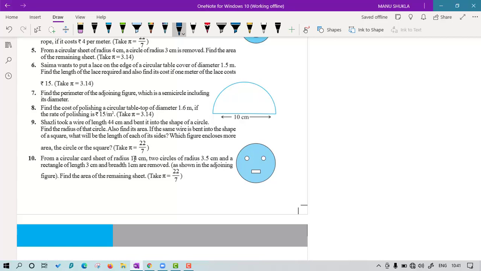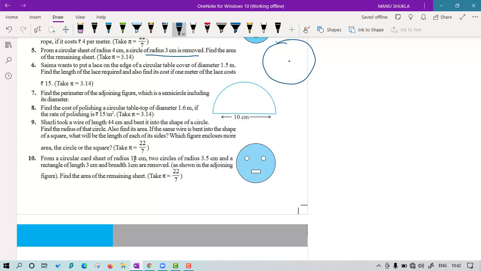From a circular sheet of radius 4 cm, a circle of radius 3 cm is removed. So we have a circular sheet of some radius. Because there are two circles, it is better to use different symbol for radius to reduce the confusion. I will take capital R for the larger circle and I will take small r for the smaller one.